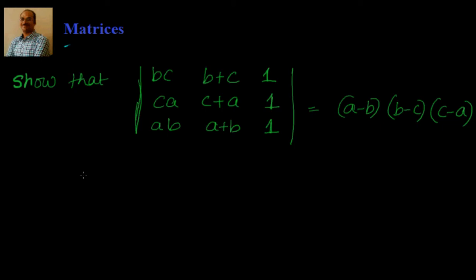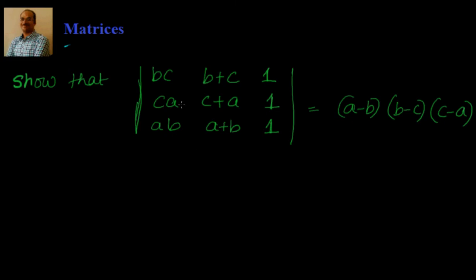We are solving some examples as part of matrices and determinants. We have to show that the determinant of this particular matrix is equal to the product of (A minus B), (B minus C) and (C minus A). To do this problem, we can directly apply the determinant formula, element into cofactor, but we can also use some properties of determinants, which we'll see in detail maybe in the next session. For now we will use one of those properties.